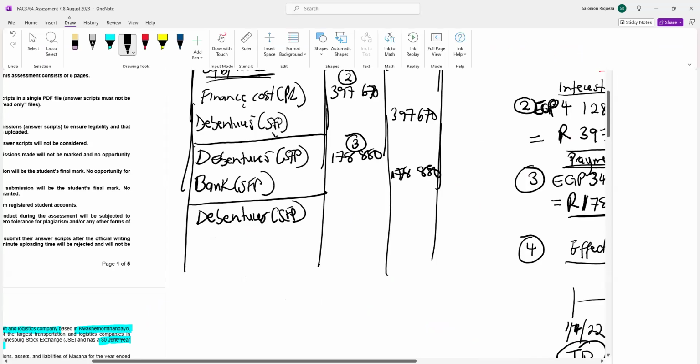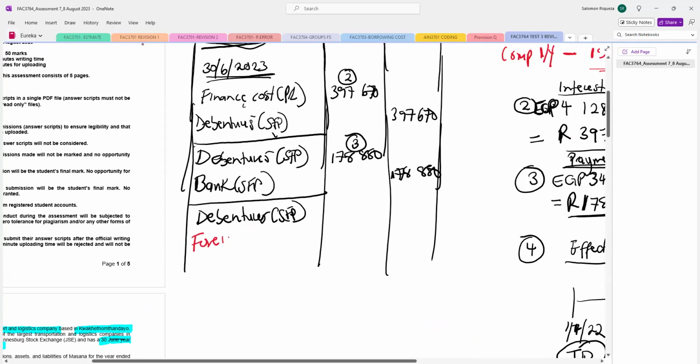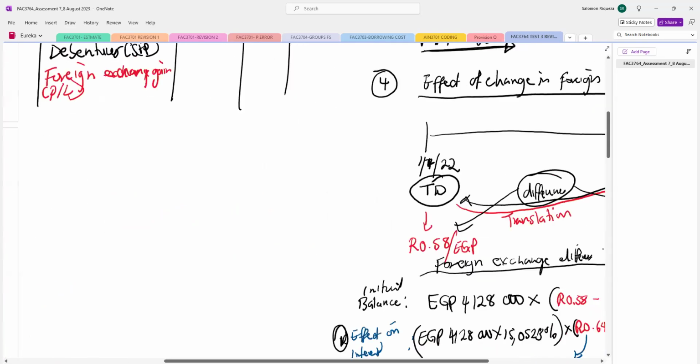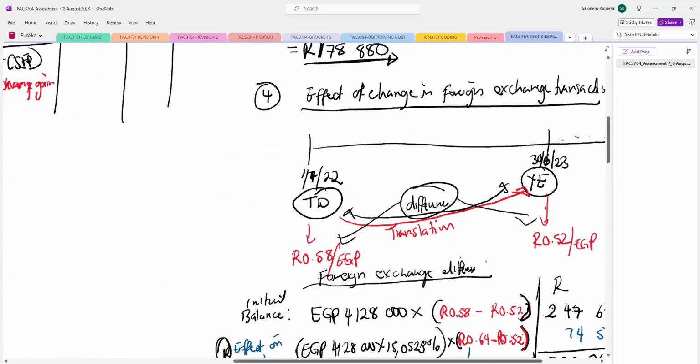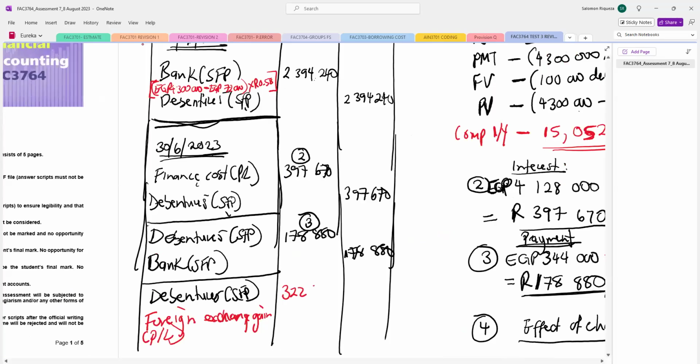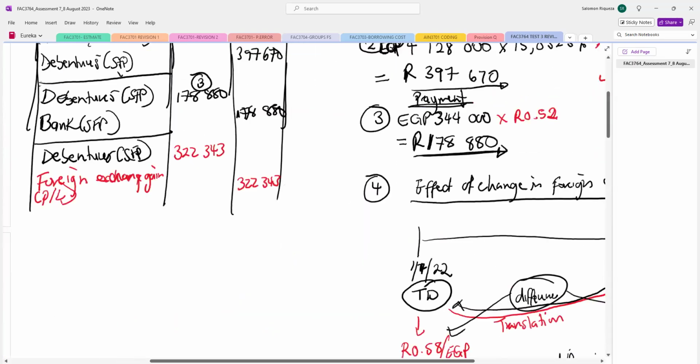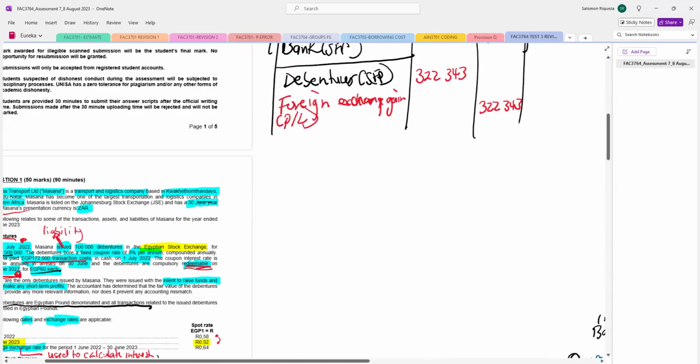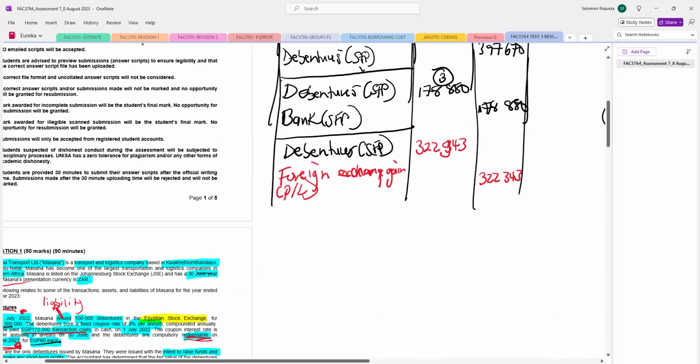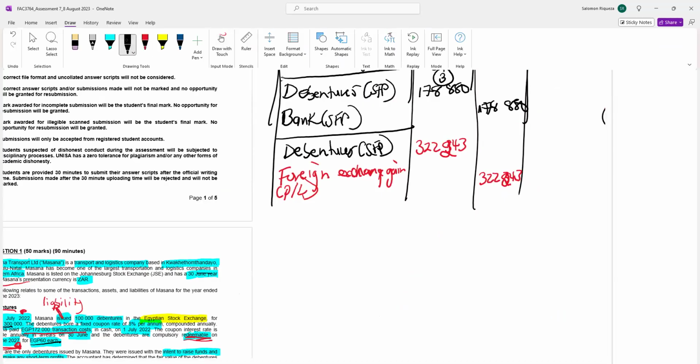And then I'm going to account for foreign exchange gain. This is an income in my profit and loss. The value has already been calculated as 322,343. Right, so that's how it looks like. Any questions?